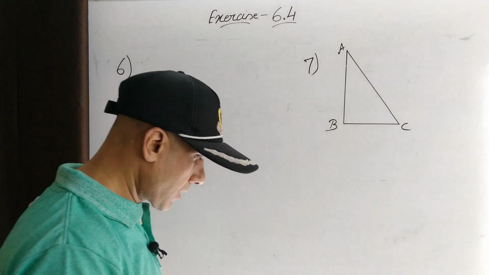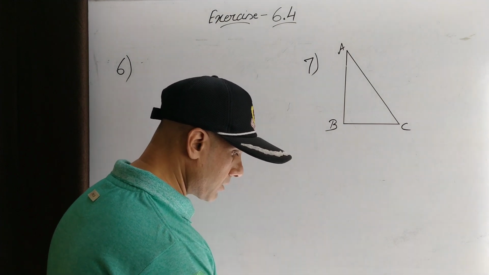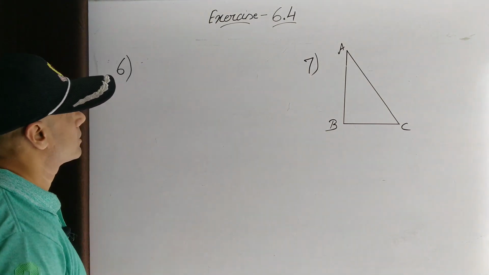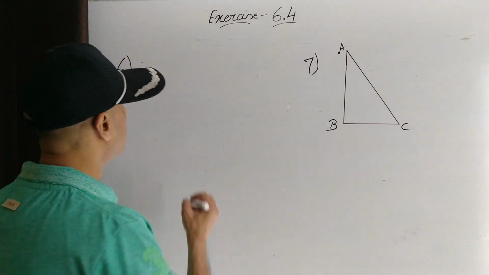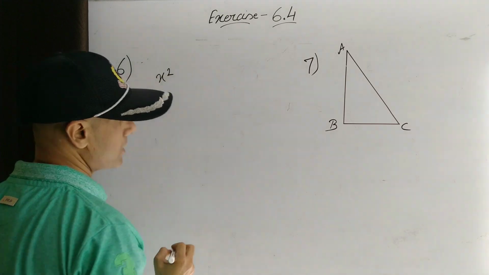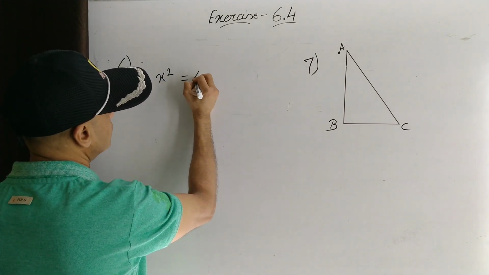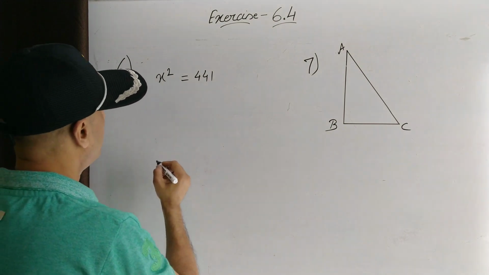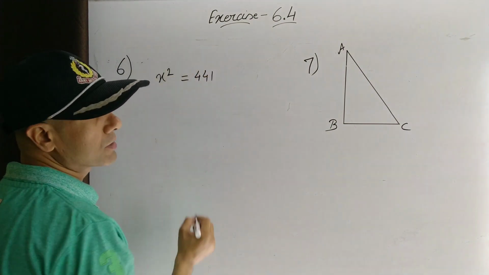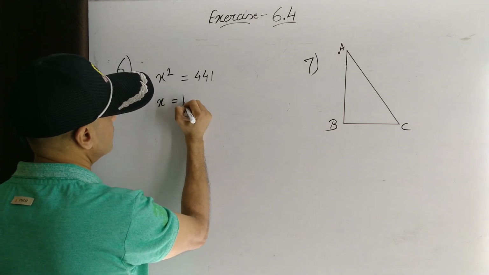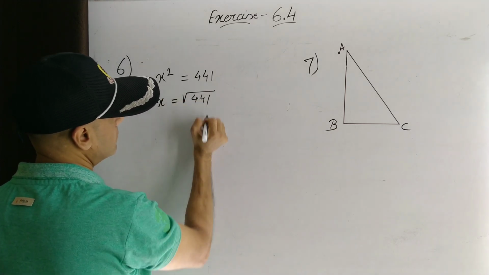Question number 6. Find the length of side of a square whose area is 441 meters square. So let the length be x. So area will be x square, and this area is equal to 441. Now we have to find the value of x. We'll move this 2 here, that is, we'll take this in inverse operation. So x is equal to under root 441.